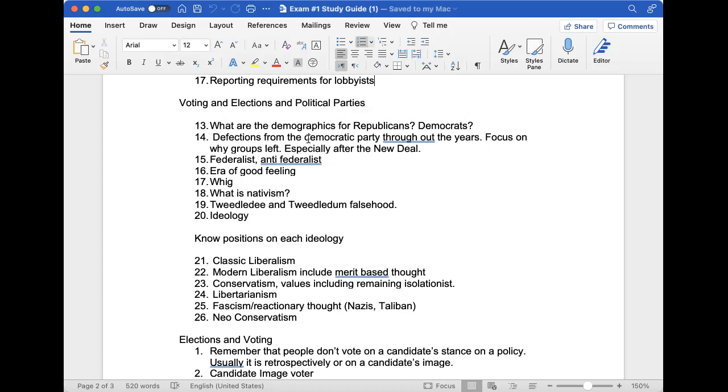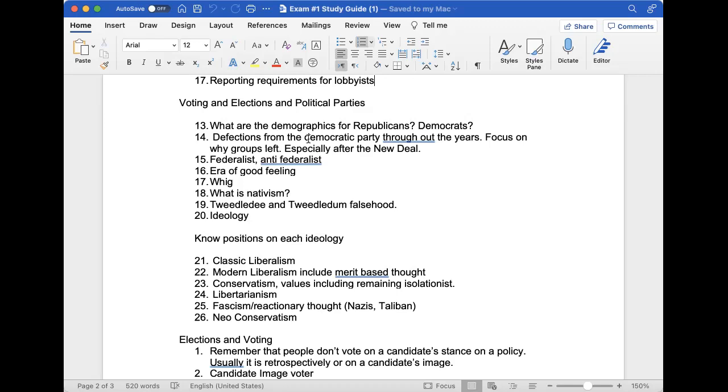Know the Federalist Party and the Anti-Federalist Party. The Federalist Party was a party that wanted more focus on the federal government having more power, and Anti-Federalists wanted the states to have more power.